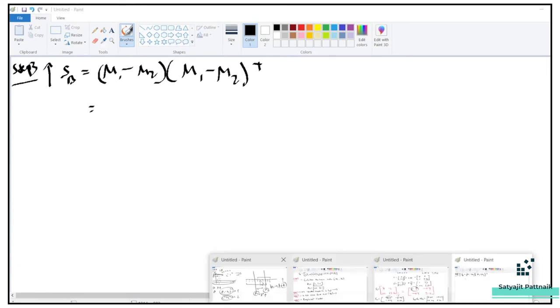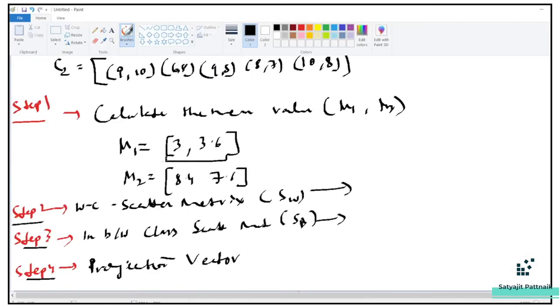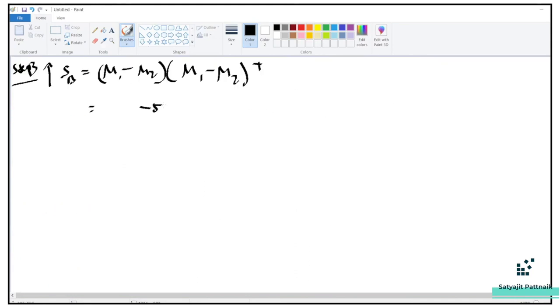I already have the values written here. My mu1 value is 3.6. So mu1 minus mu2 is minus 5.4 and minus 4, right? So let me write it down. Minus 5.4 and minus 4 multiplied with minus 5.4 and minus 4. Again, it's a 2 cross 1 into 1 cross 2, so your output will be 2 cross 2. So let me write it down.